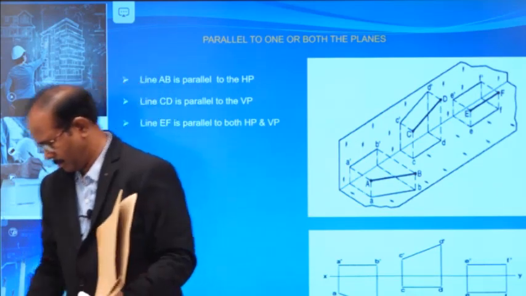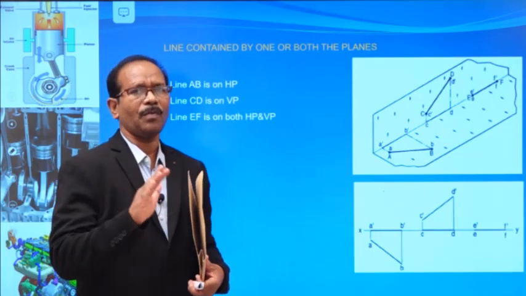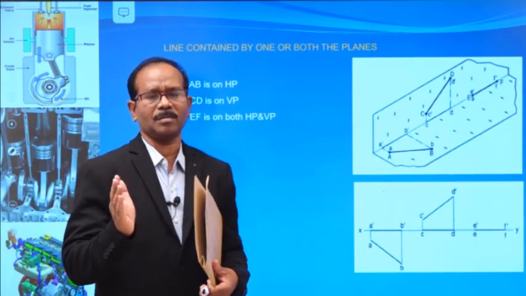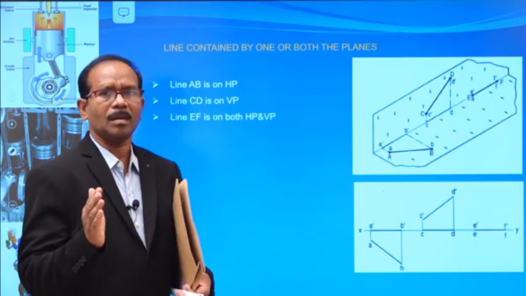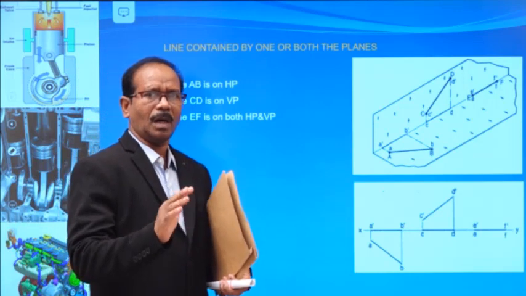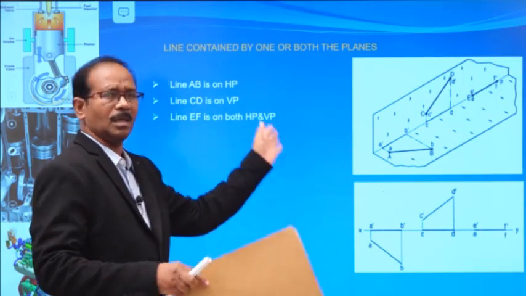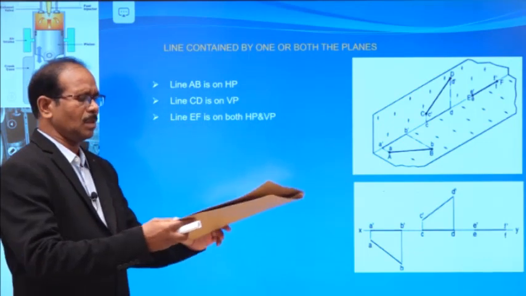Next is the next one. Line contained by one plane. Line is on HP, on VP, or on HP and VP. Line may be on HP, line on VP, or line both on HP and VP. Let us observe this condition, the second condition.